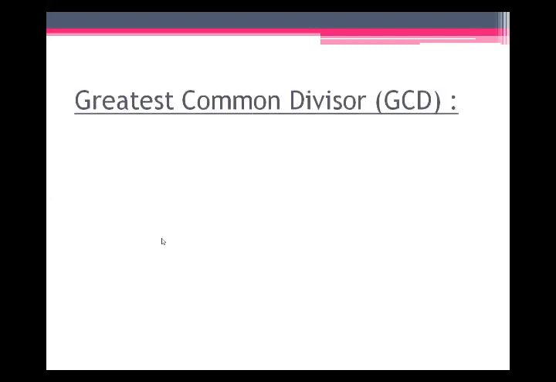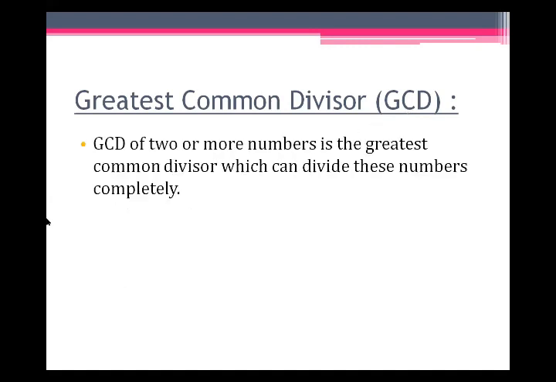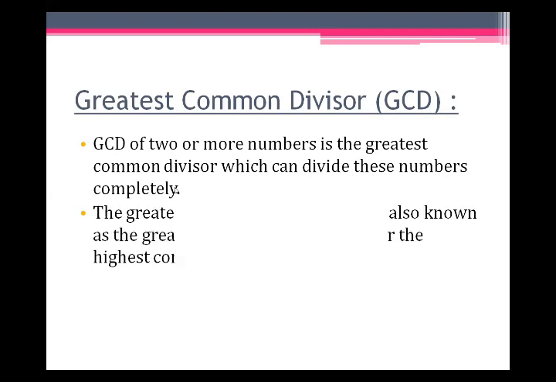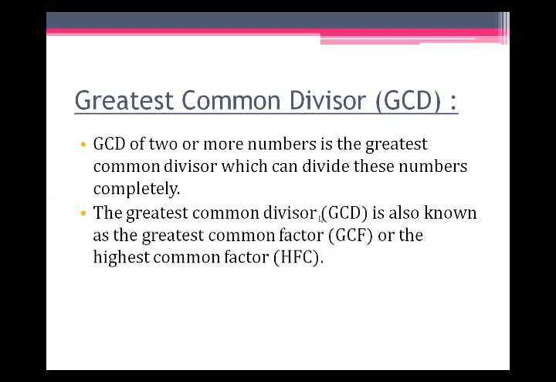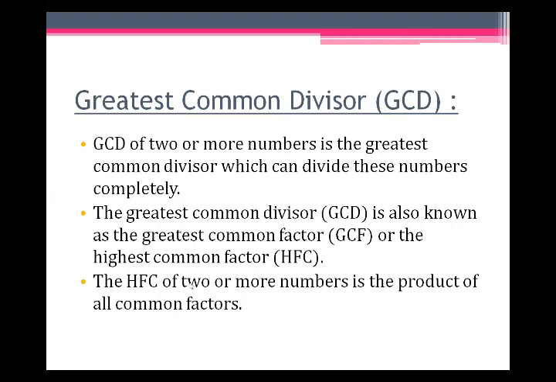Now students, what is GCD? The greatest common divisor means GCD. GCD of two or more numbers is the greatest common divisor which can divide these numbers completely. The greatest common divisor GCD is also known as the greatest common factor GCF or highest common factor HCF. Here we have the HCF of two or more numbers is the product of all common factors.